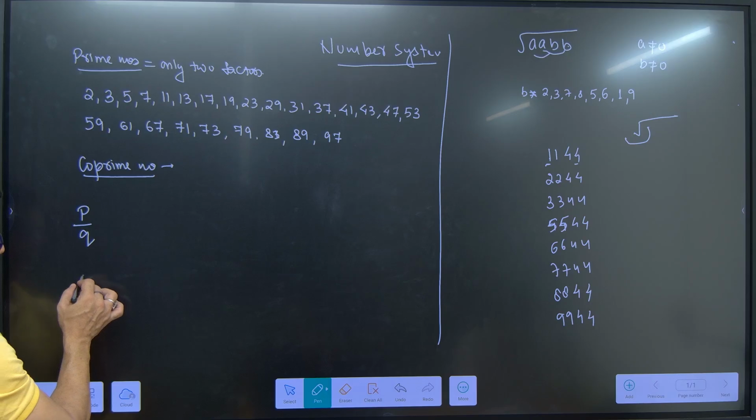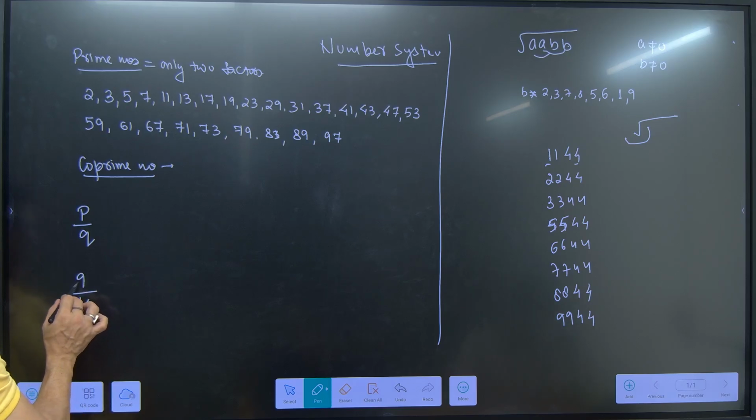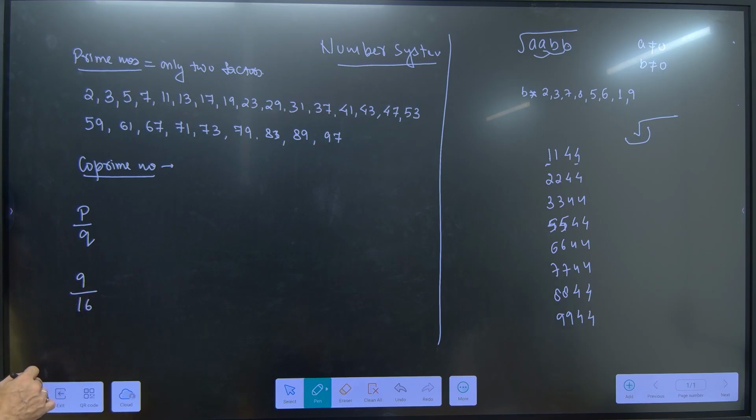For example, 9 and 16. See, individually 9 is also not prime, 16 is also not prime. But can you cancel it? Can you cancel it by some number? No. So they are coprime.